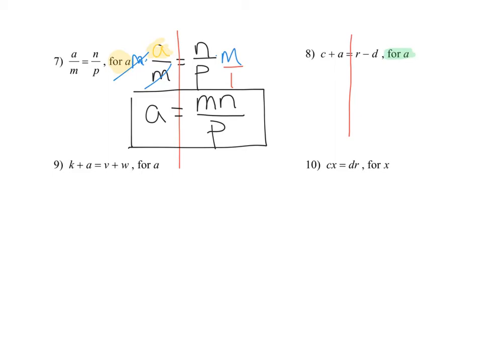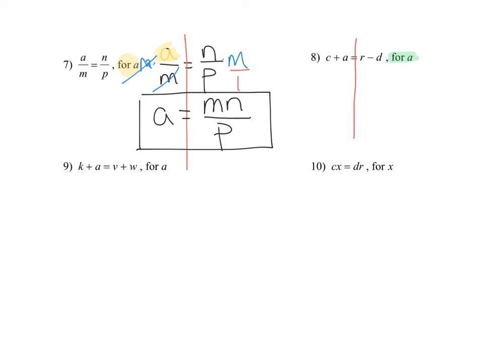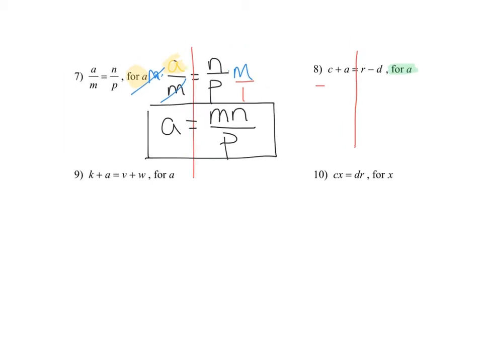So it's c plus a. Now, I don't care whether it's plus or minus a. I do care that c is positive. It's not negative c, so that means the opposite of positive c would be negative c. So I'm going to subtract c from both sides.